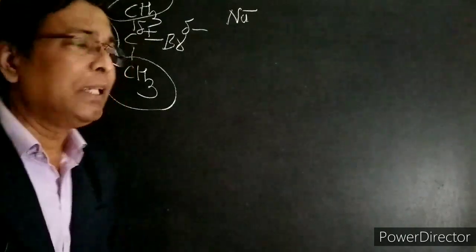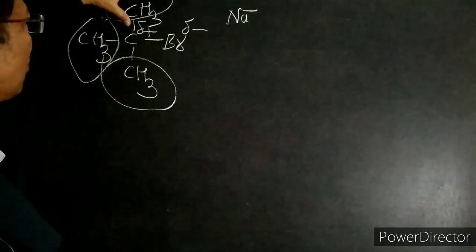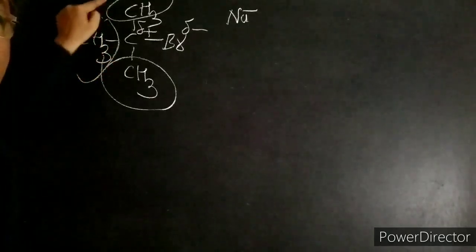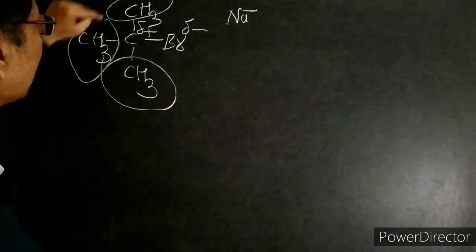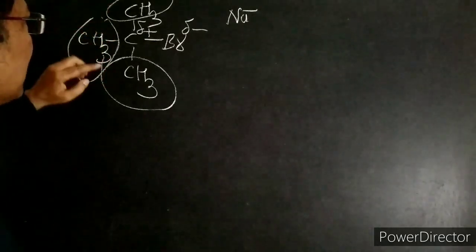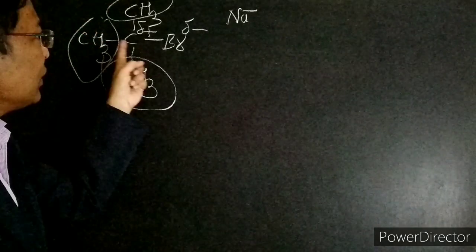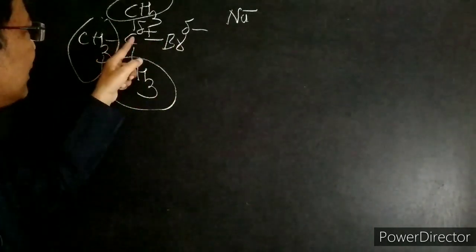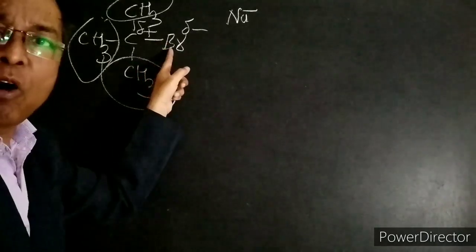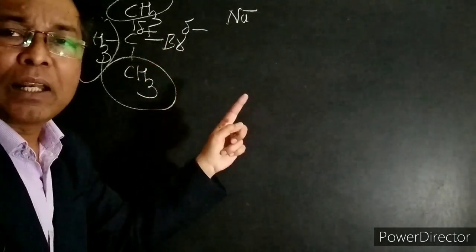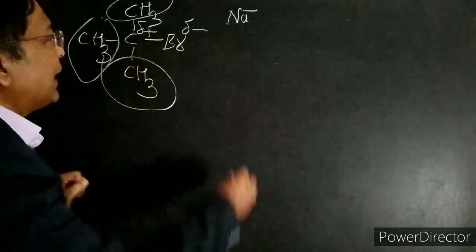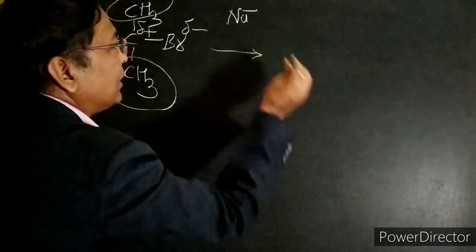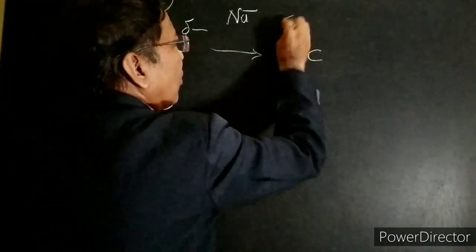The answer is, when the bulky groups are present on the carbon atom, these bulky groups face steric hindrance. They fight for the space. They struggle for the space. They feel uncomfortable. Therefore, they try to push and kick out this bromine atom. As a result, the carbon and bromine bond breaks unsymmetrically, that is, heterolytic breaking of the carbon and halogen bond takes place. As a result, we get carbocation.